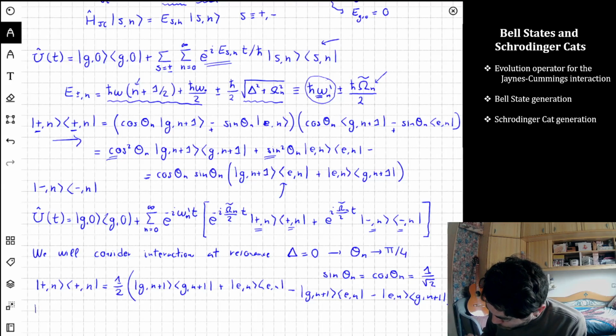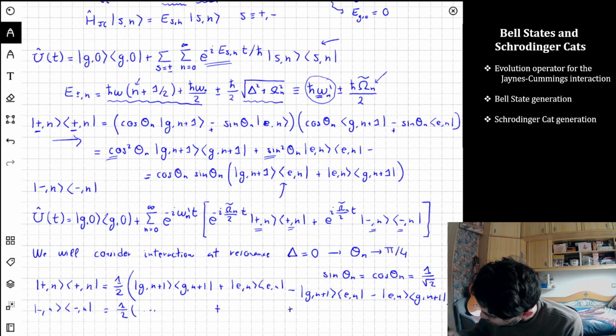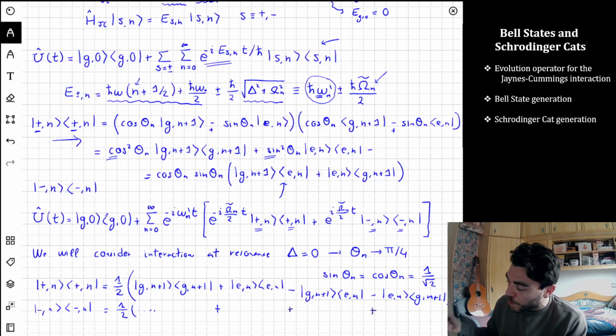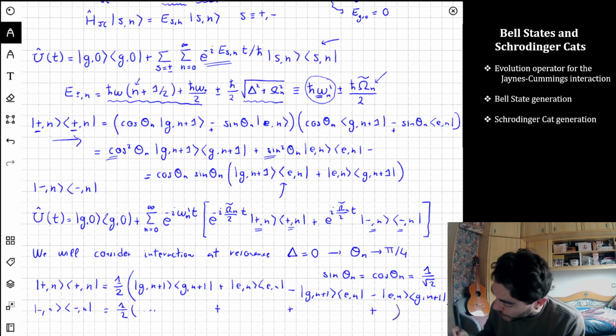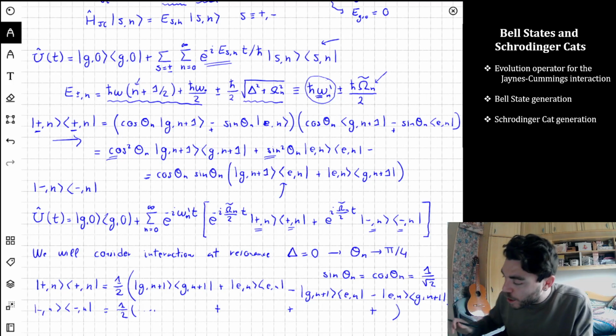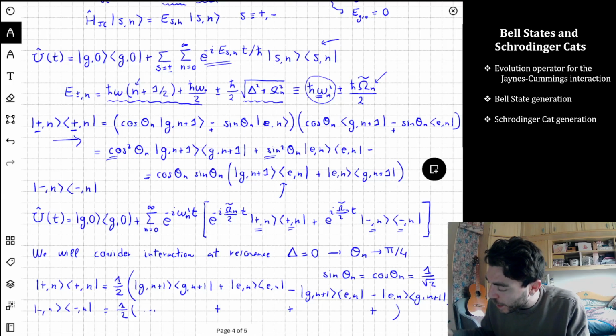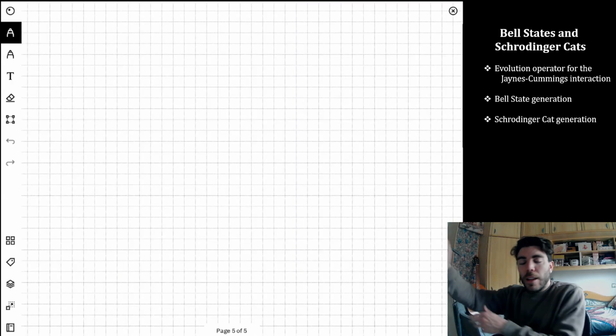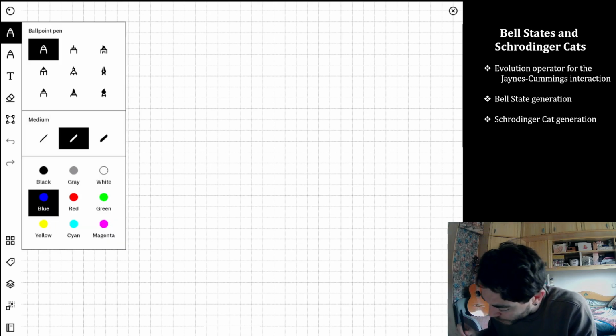And for the minus n, it is going to be 1/2, exactly the same things, but these are plus in both cases, but in that case everything is plus. So the terms are exactly the same, and it's just the sign that changes. Okay. And with these ingredients, we are going to be able to calculate the Bell states. So let's enter there.